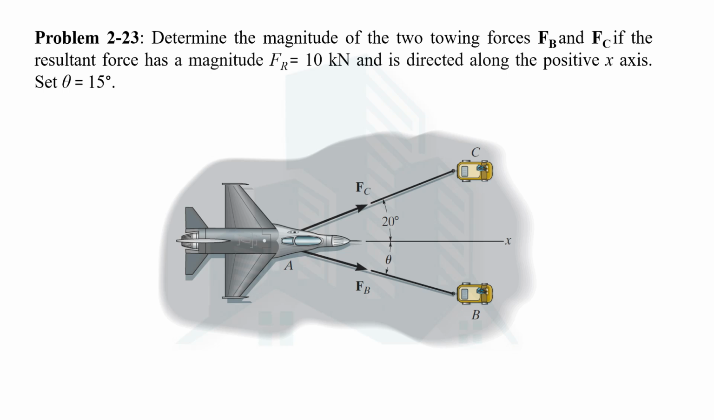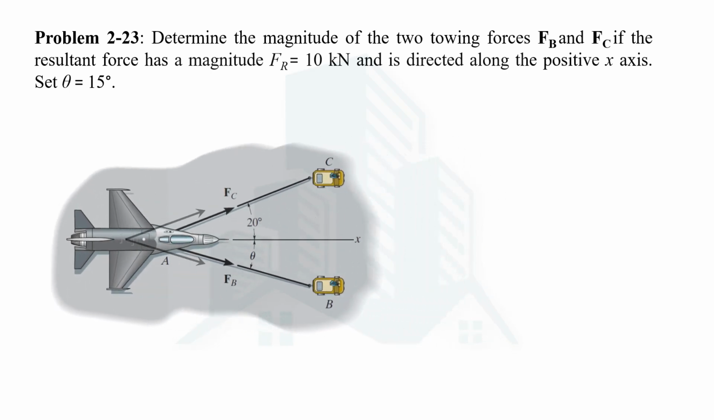The resultant is given, which is 10 kilonewton, and its direction is also given, along the positive x-axis. The direction of these two forces is also given. Fc makes an angle of 20 degrees with the positive x-axis. The Fb force makes an angle of 15 degrees with the positive x-axis. So let's solve this problem.